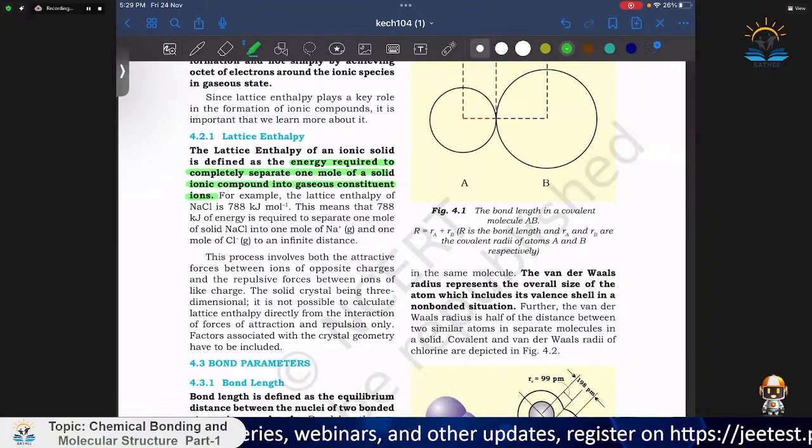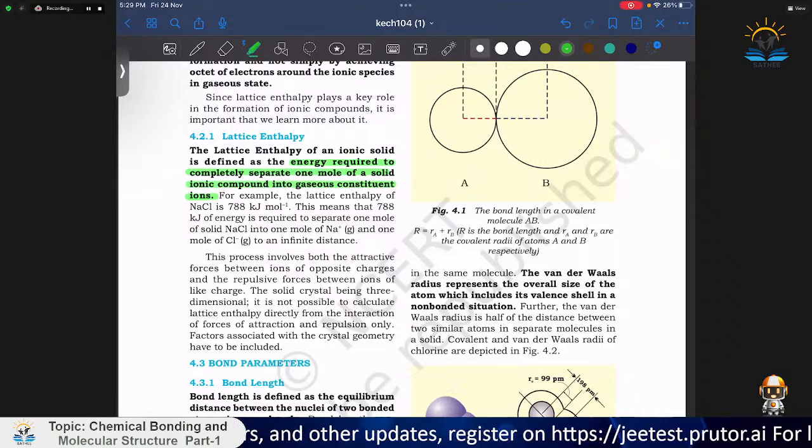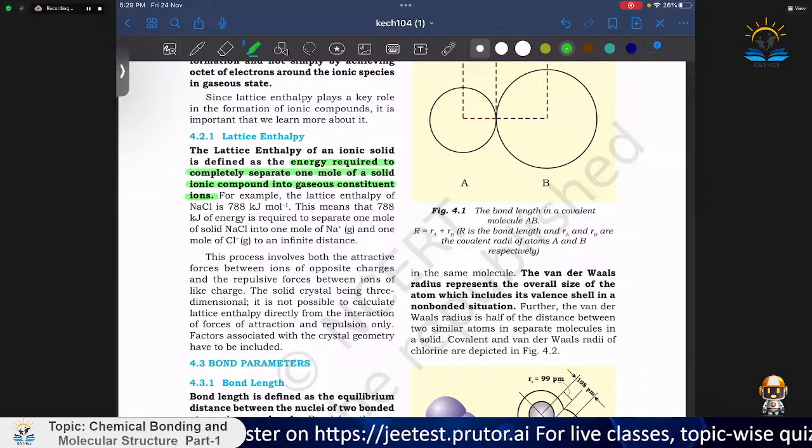We can go to the reverse also. If we have a gas of ions and we condense it into a solid crystalline structure, some energy will be released. That is the enthalpy of lattice. Right?